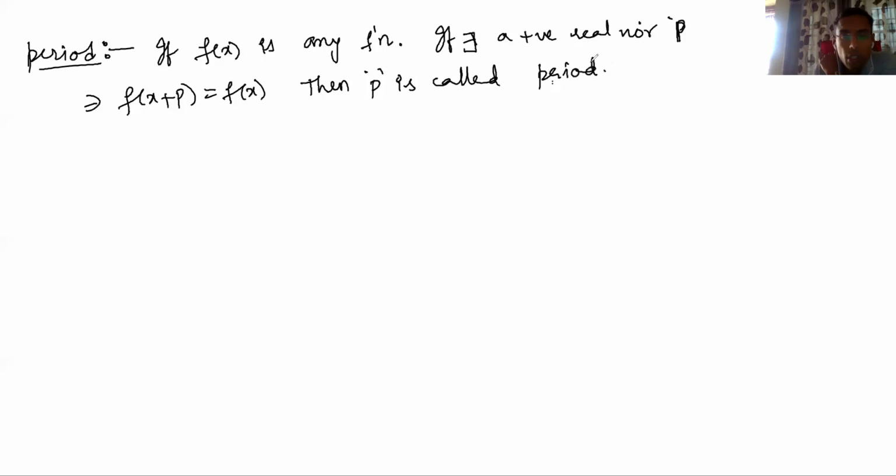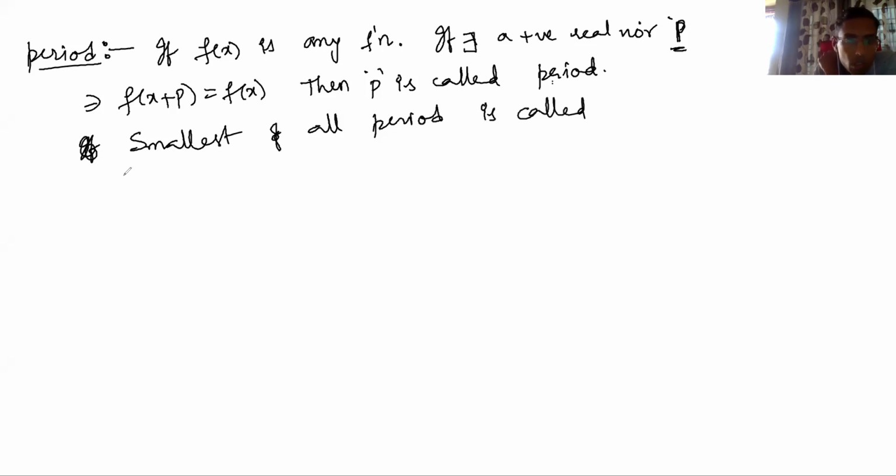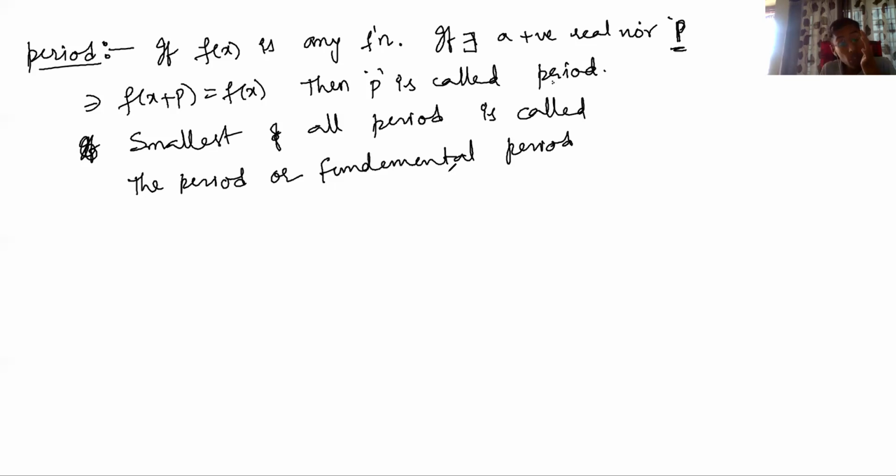P is called period. Here notice, if p is a period, we can say the smallest of all periods is called the period, or you can call it fundamental period. Fundamental period. Okay. So here, what is the meaning of this?